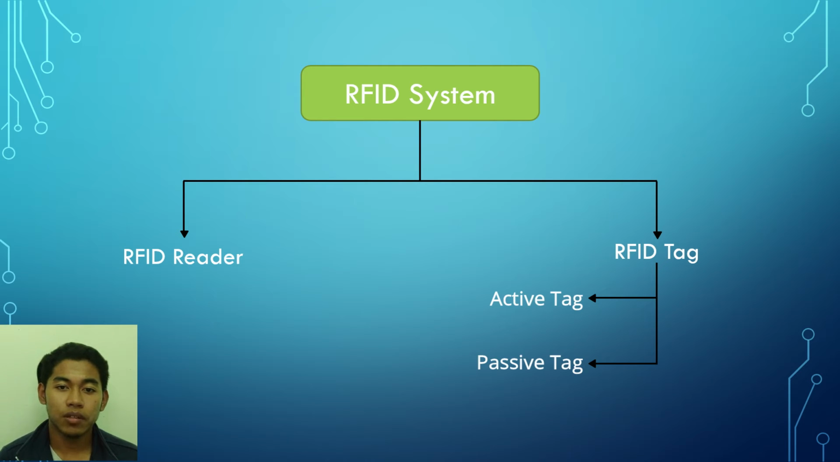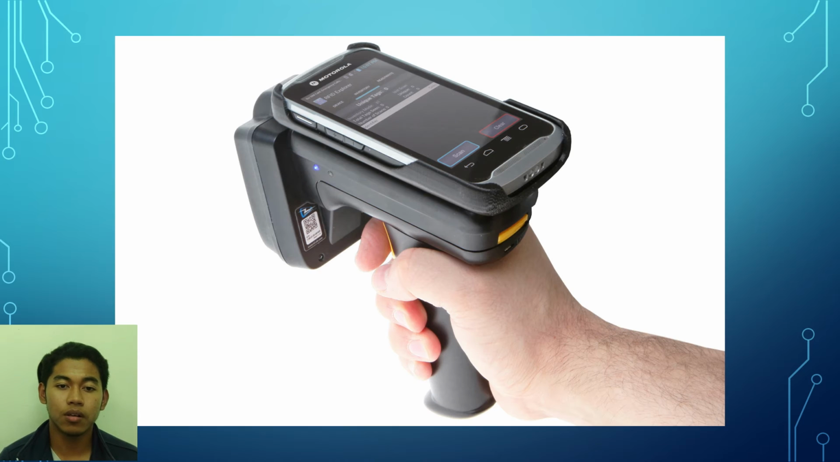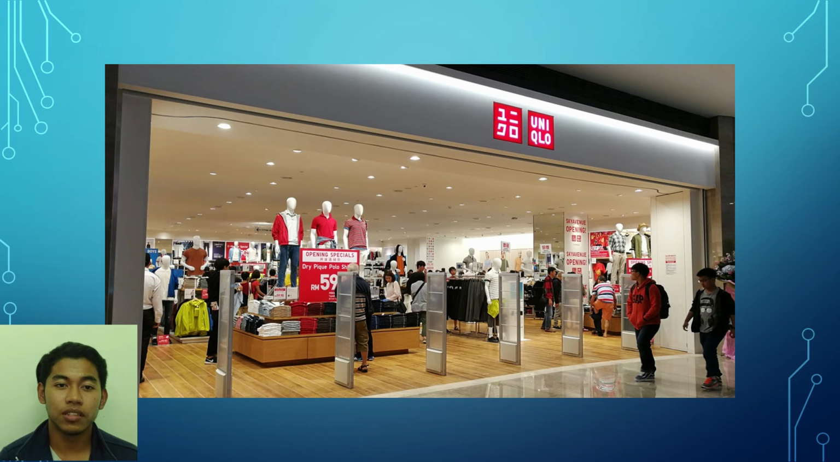First of all, let's see what is inside the RFID reader. RFID readers come in many sizes and shapes. It could be a handheld reader, or it could be as large as a door, which we normally see inside shopping malls.